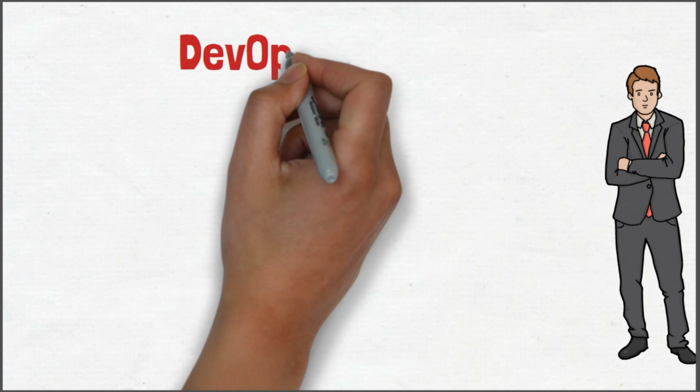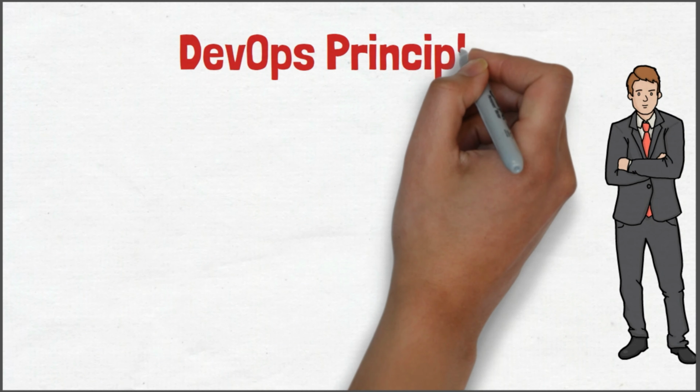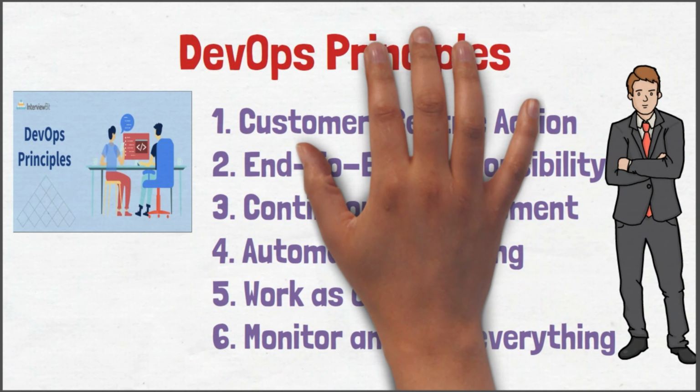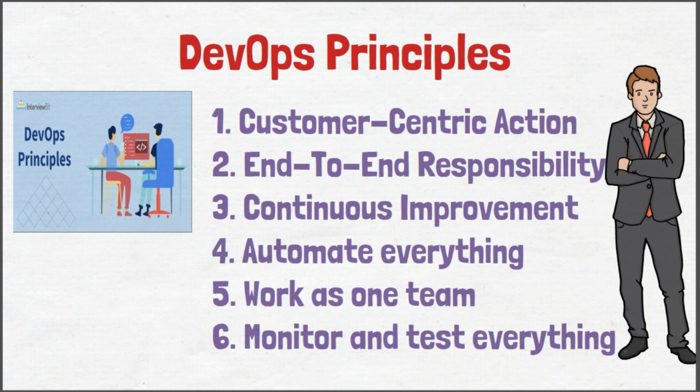Now let's have an overview of DevOps principles. Customer-centric action, end-to-end responsibility, continuous improvement, automate everything, work as one team, and monitor and test everything.